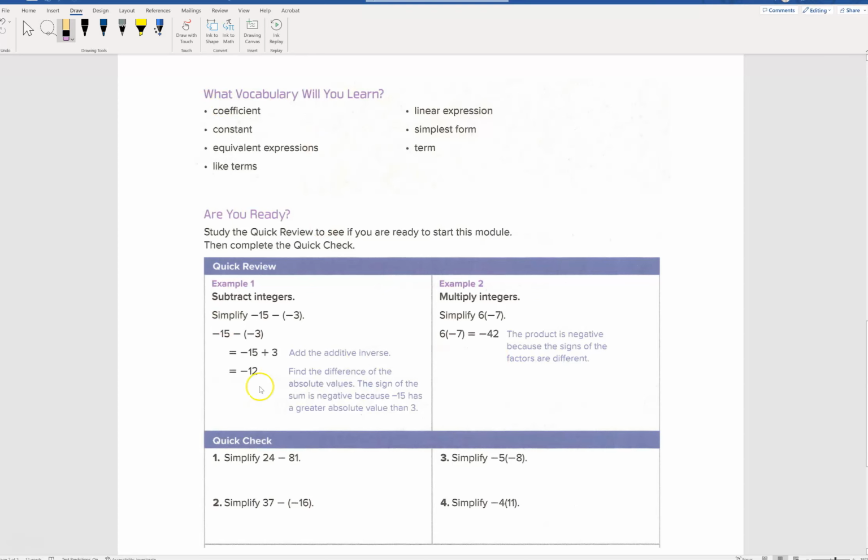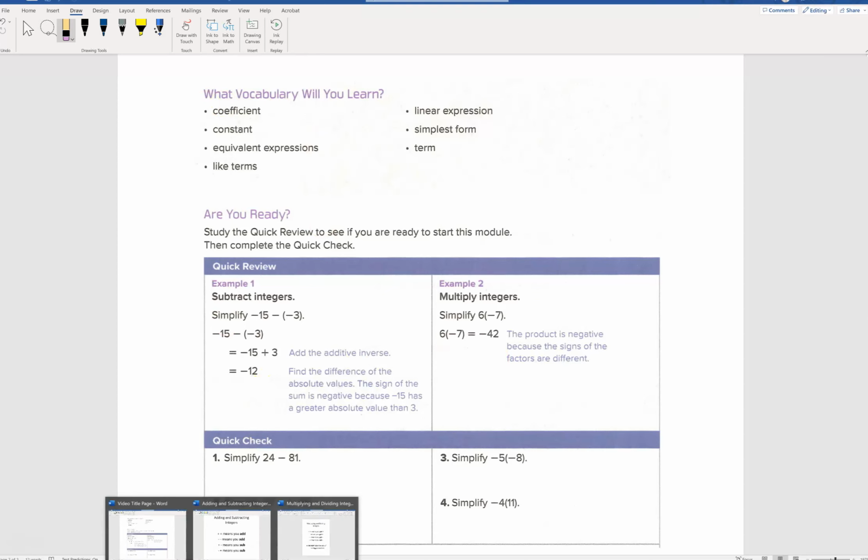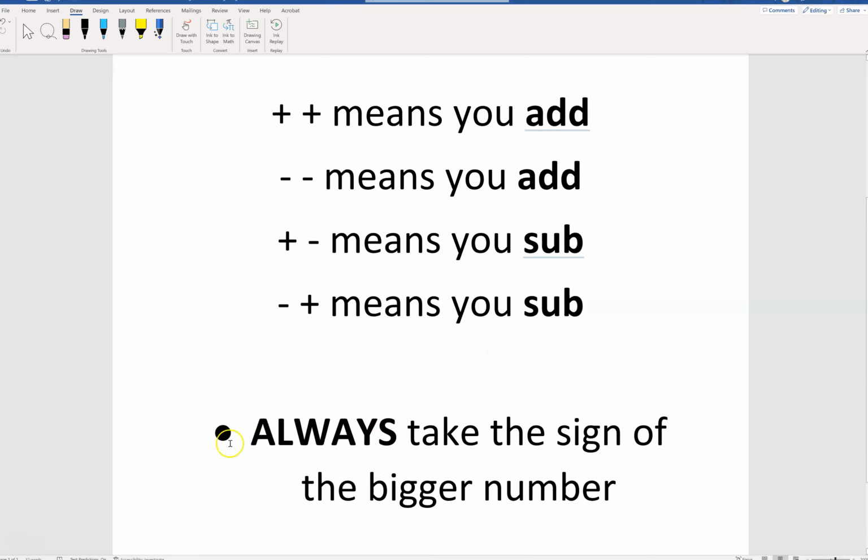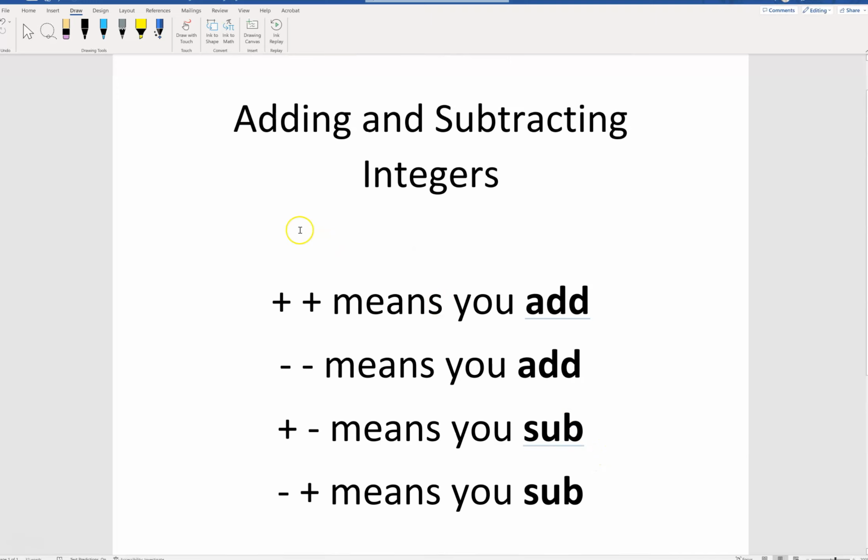Before we get into these harder problems, I kind of wanted to give you guys an overview. So let's talk about adding and subtracting integers. In this case, you need to remember these rules, and if you don't, then this would be a good review for you. Always remember to take the sign of the bigger number. That's the most important thing when we are only talking about adding and subtracting integers. So let's talk examples.